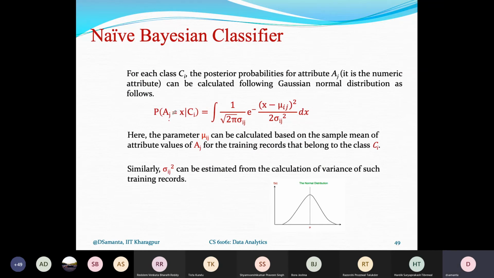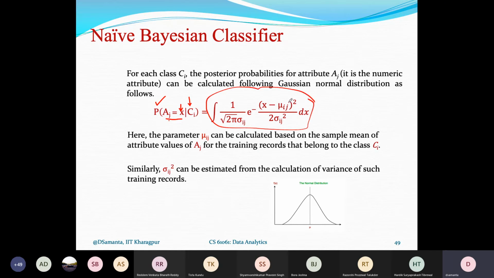Suppose we want to calculate the posterior probability that an attribute value is x for attribute aj. So let x be the attribute value and aj the attribute. For this attribute aj, this is x, and with reference to class ci, we want to calculate this posterior probability, like day equals weekday and class is on time. So again the Gaussian distribution formula can be used.